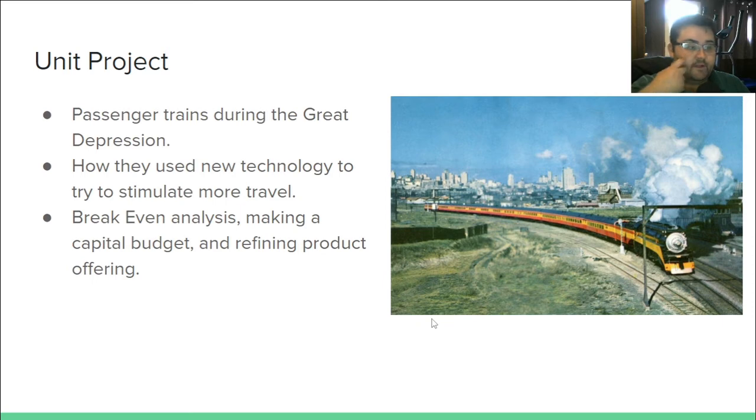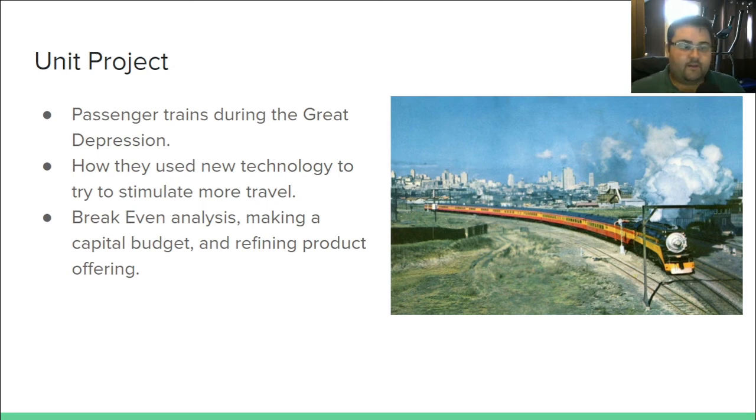So the unit project that we will be working on will be a case study into what passenger trains did during the Great Depression, how they used technology to try to stimulate more travel, which will involve making a capital budget, doing a break-even analysis, and basically launching a new service like this.